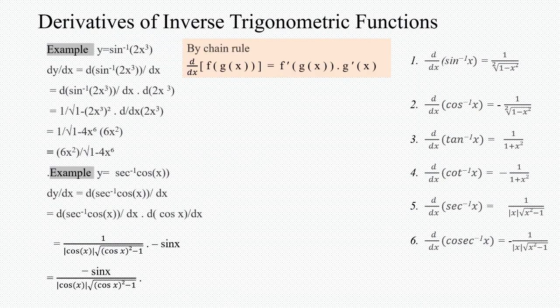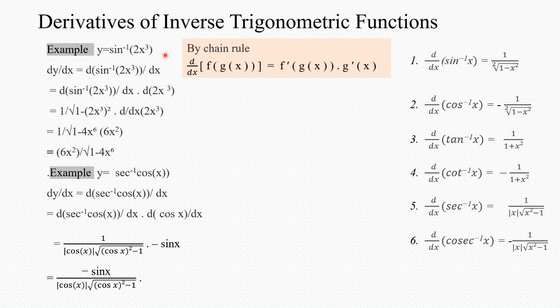Example: y is equal to sin inverse of 2x cube. Here we see function of function, that is sin inverse of 2x cube. Hence chain rule formula is this. In chain rule, first we differentiate the outer function keeping inner function as such and then differentiate the inner function.